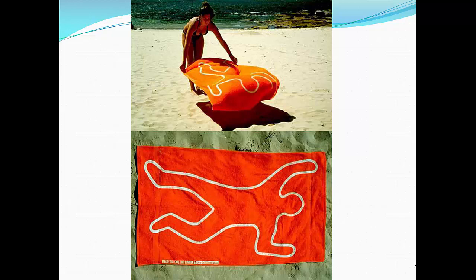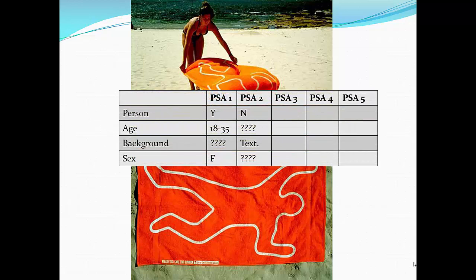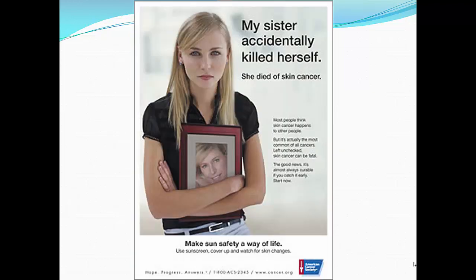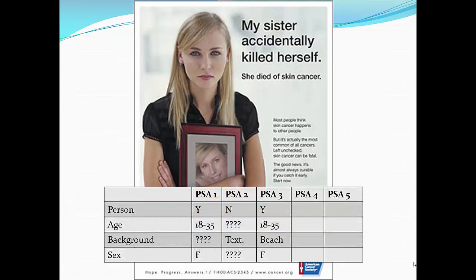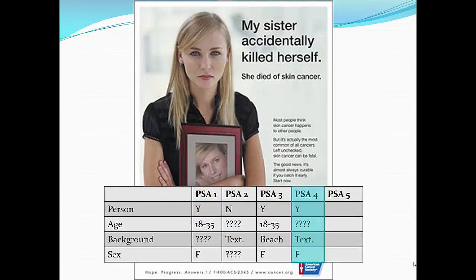All right, now fill out your table for PSA 3. I would say that yes, there's a person. She's 18 to 35 years old, at the beach, and female. All right, let's try PSA 4. Pause the video and give it a try. I say yes, there's a person.